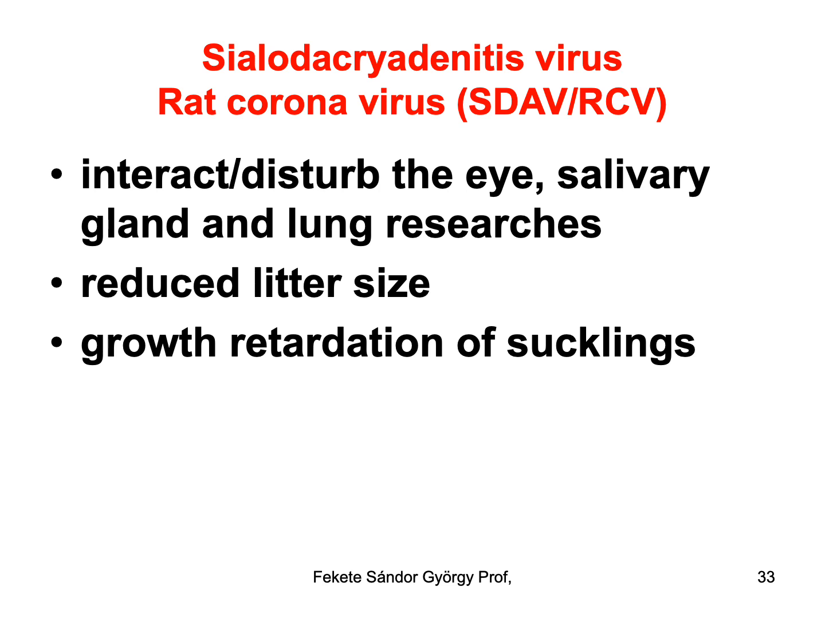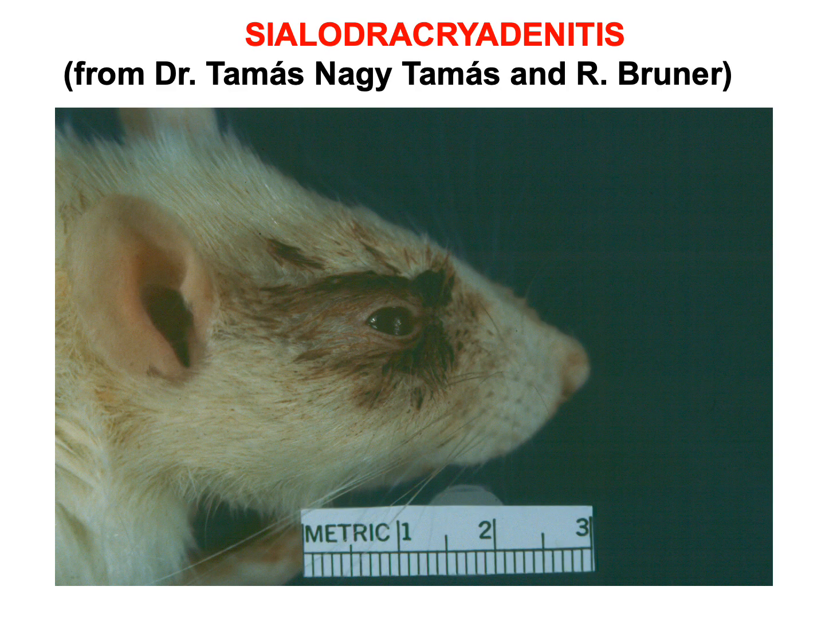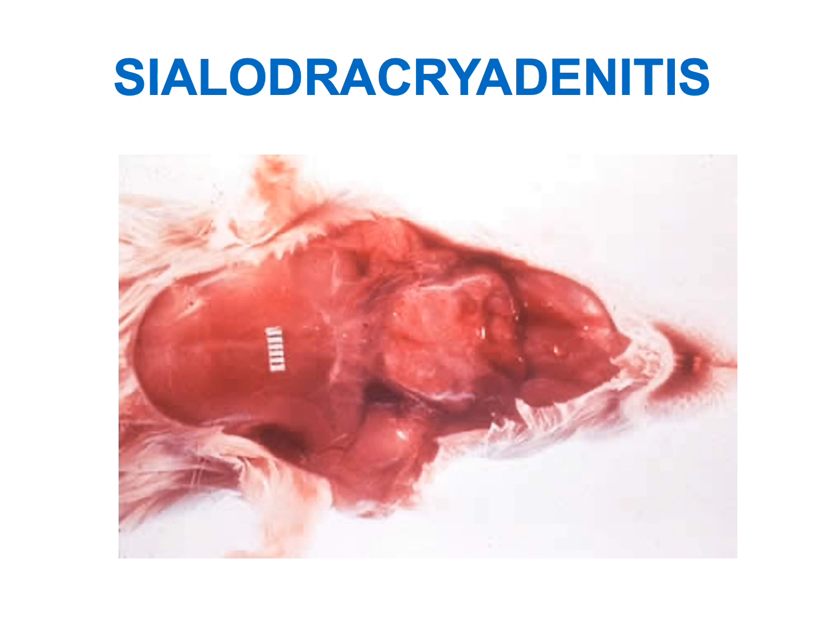The next picture shows us the ocular lesions such as conjunctivitis, keratitis, even corneal ulcer can occur secondary to lacrimal dysfunction. And here you can see the chromodacryorrhea, the so-called red tears around the eyes. And here you see the necropsy of the salivary glands of a rat.